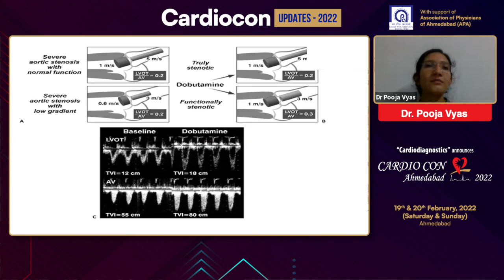This image shows dobutamine stress echo in severe aortic stenosis with normal function, which has high gradients, and severe aortic stenosis with low gradients, with the infusion of dobutamine. So the ratio will remain constant. The LVOT to aortic valve VTI ratio is constant, 0.2. Whereas in case of pseudo-severe aortic stenosis, the ratio increases. And see here, the ratio has increased from 0.2 to 0.3.